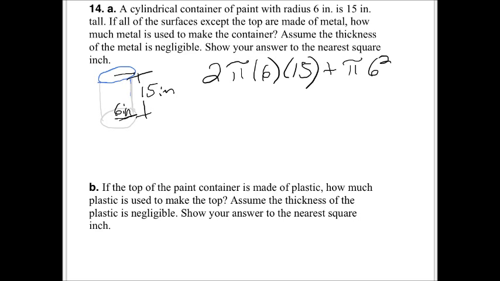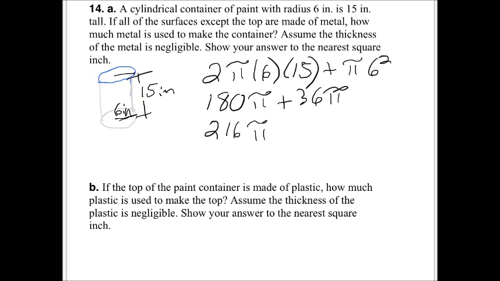Okay, well then 6 times 15, well let's do this easier. 15 times 2 is 30, and 30 times 6, well that would be 180. So I have 180 pi plus 36 pi. Well, 180 plus 36, I believe, is 216. 180 plus 36. Yep, that's 216. So that's 216 pi.